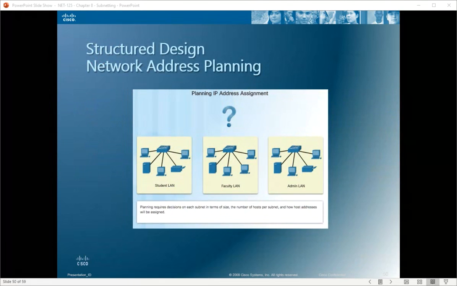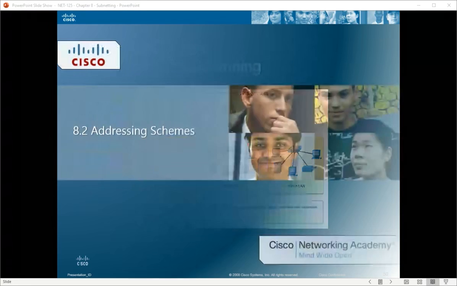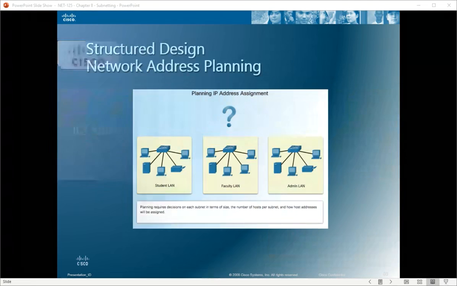So now let's talk about a little bit of address planning. We've looked at how we structure these things logically, but we need to make decisions on how each of these are going to be established. How many hosts do we need? How many subnets do we need? How are these host addresses going to be assigned?